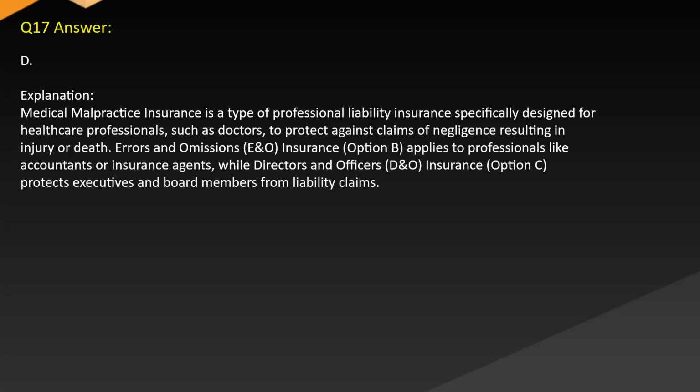Answer D. Explanation. Medical malpractice insurance is a type of professional liability insurance specifically designed for healthcare professionals, such as doctors, to protect against claims of negligence resulting in injury or death. Errors and omissions (E&O) insurance, option B, applies to professionals like accountants or insurance agents, while directors and officers (D&O) insurance, option C, protects executives and board members from liability claims.